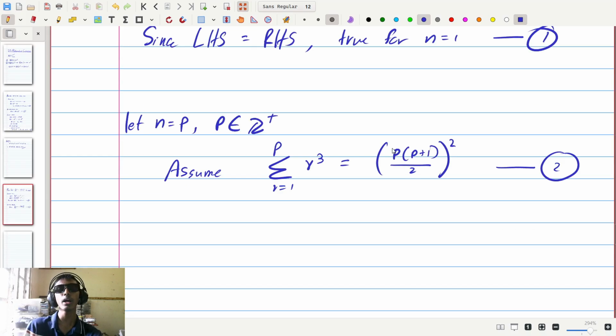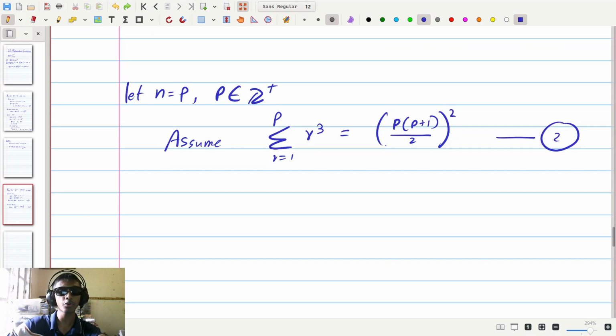So what we're going to do now is to consider n equals p plus 1 and then show that if we substitute here instead of p plus 1 and substitute here instead of p plus 1, we're going to have a true statement as well. So what we need to show is that the sum from r equals 1 up to p plus 1 of r cubed is in fact equal to, in this case substituting n equals p plus 1, p plus 1 times p plus 1 plus 1 divided by 2 squared.